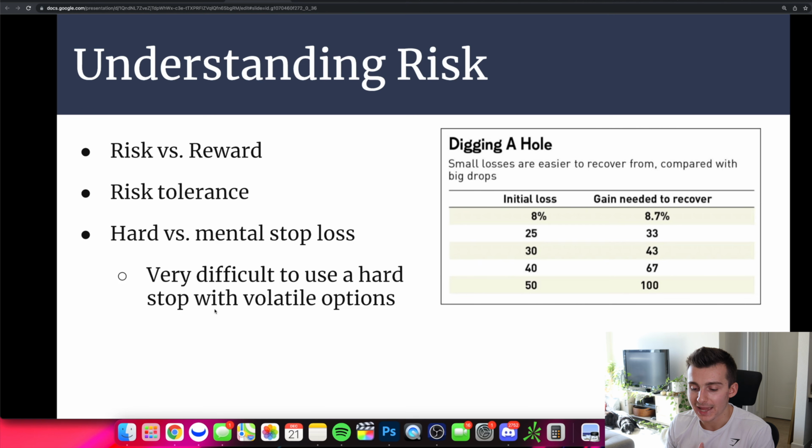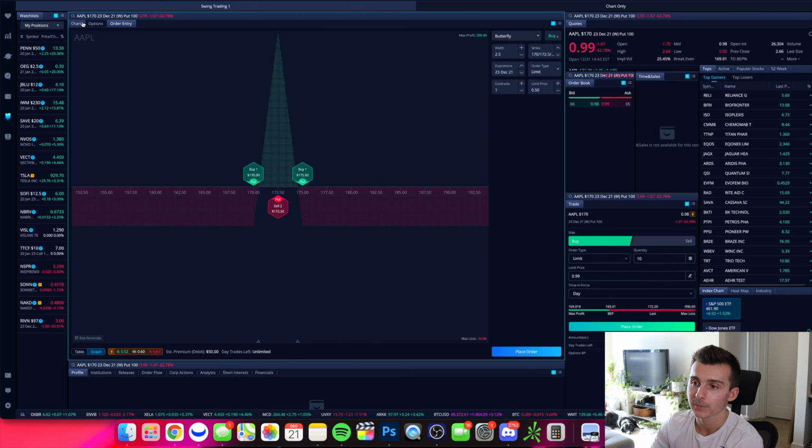So personally, I don't like to use hard stops. I like to utilize a stop loss as a price point on the chart. So let's say Apple was the stock that I was looking at, and we were just looking at Apple. Let's go back to it really quick. We'll go to the chart.